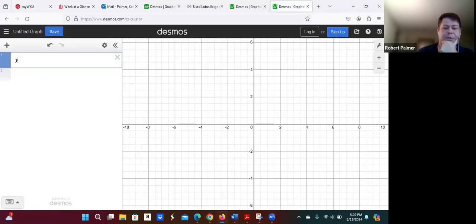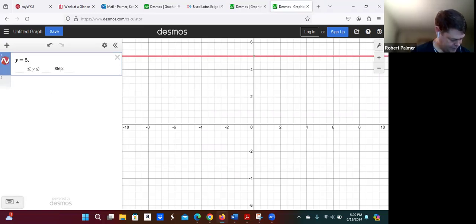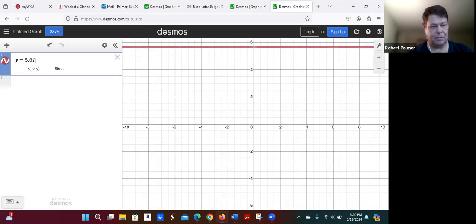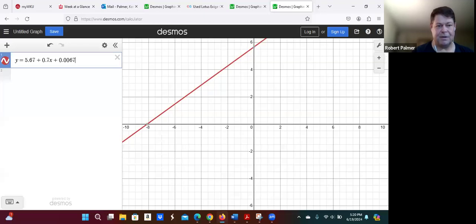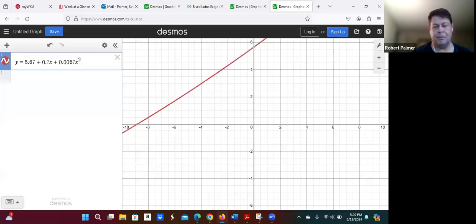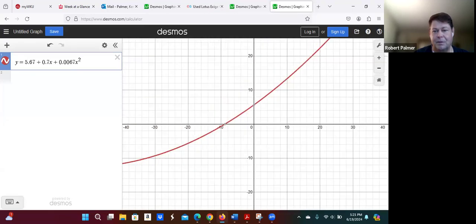Okay, well, it's going to do it in terms of y and x, but same thing. So 5.67 plus 0.7x plus 0.0067x squared. Okay, now I'm going to need to zoom out a bit.